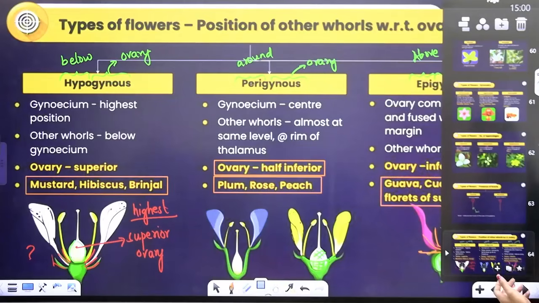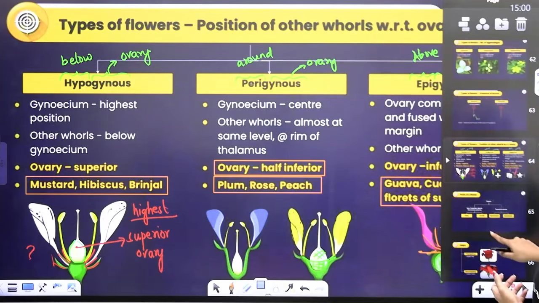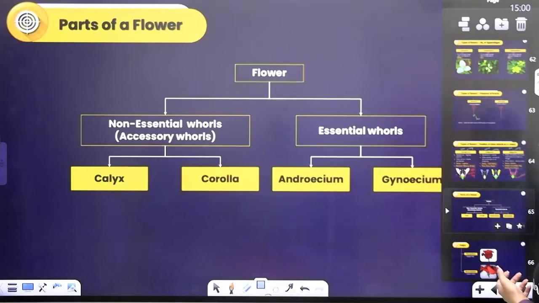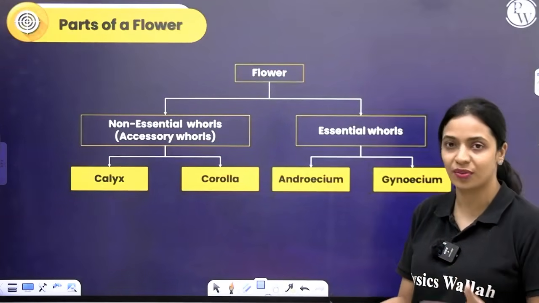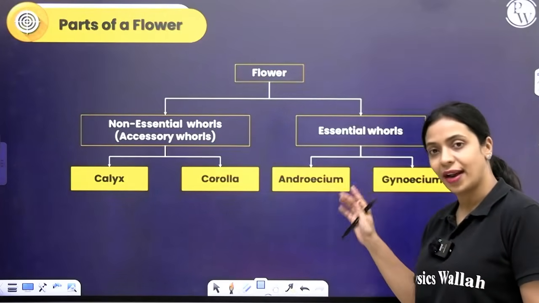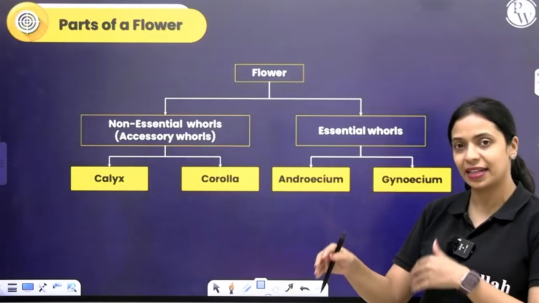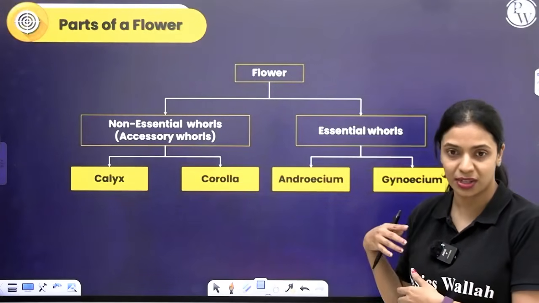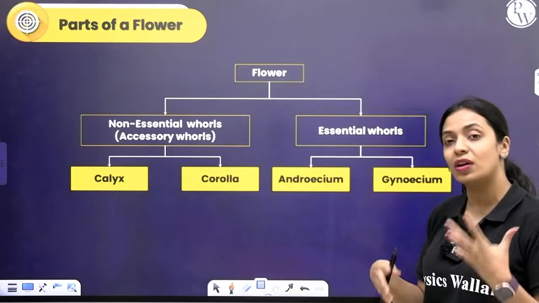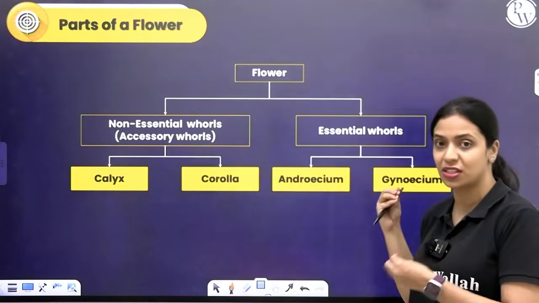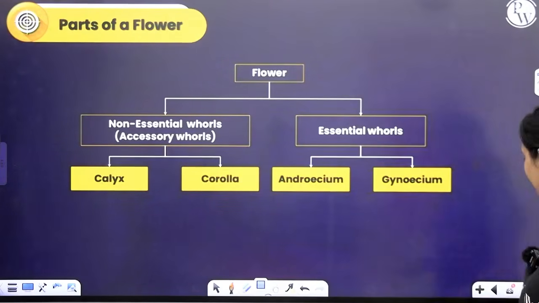Okay, now let's talk about the different parts of a flower. I've already explained this to you. In a flower, you have the stalk and then you have the thalamus. On the thalamus, you have different parts: calyx, corolla, androecium, gynoecium from outside to inside. Calyx and corolla are accessory or non-essential whorls, and androecium and gynoecium are essential whorls. We have to learn about the variations in each of these different flower parts. Okay, we'll start with the calyx.